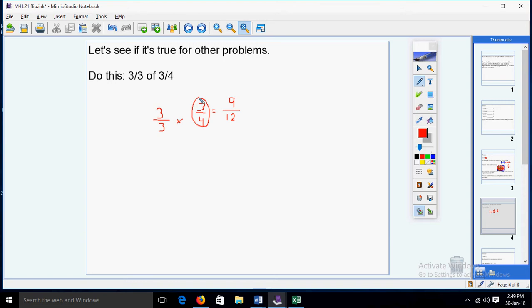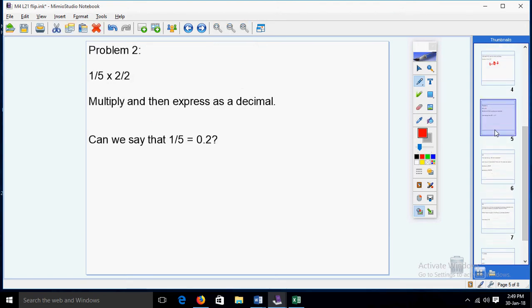I could do this with any bigger fraction. Let's say I wanted to do 1,000,000 over 1,000,000 times 3/4. Well, it'll still reduce down to 3/4. All right, because 1,000,000 over 1,000,000 is still 1. All right, so why are we doing this?